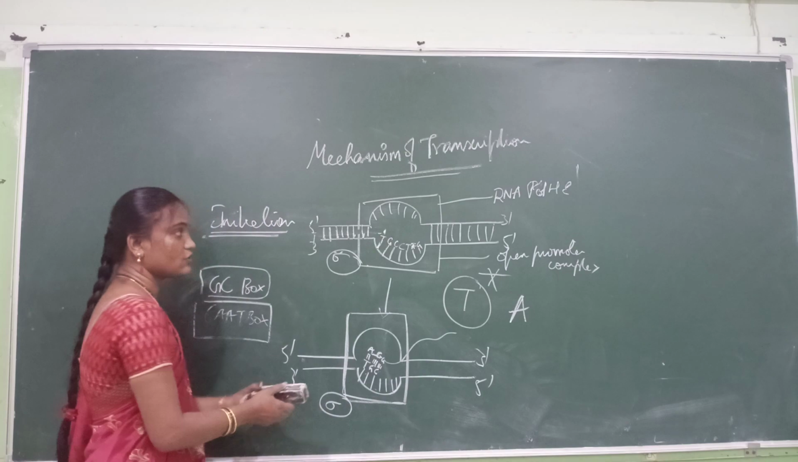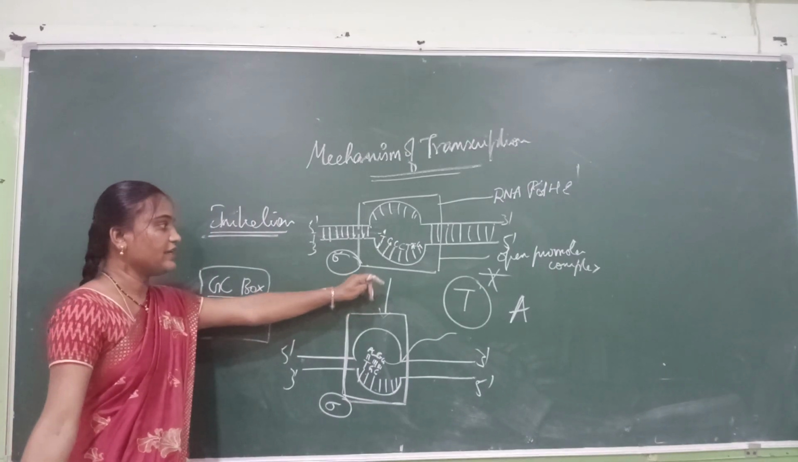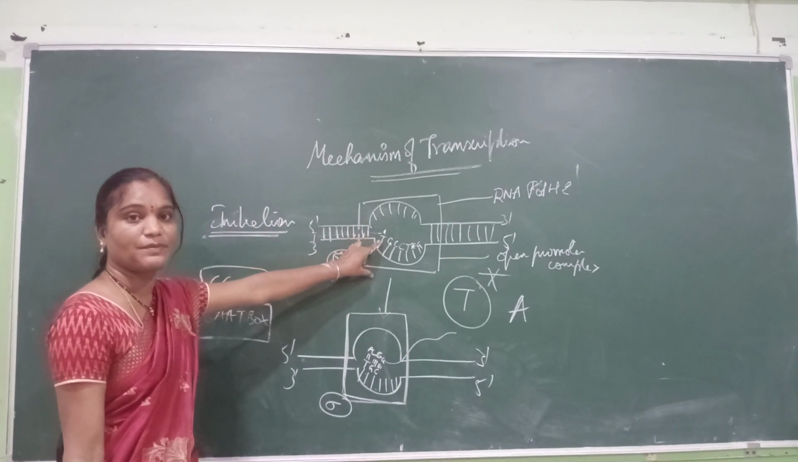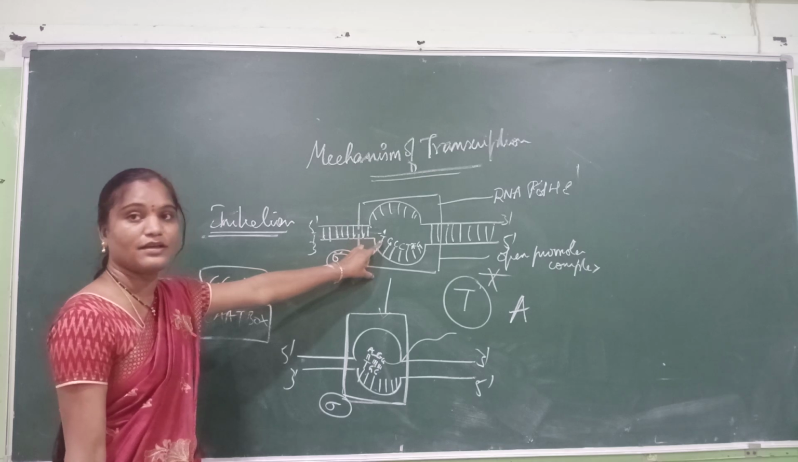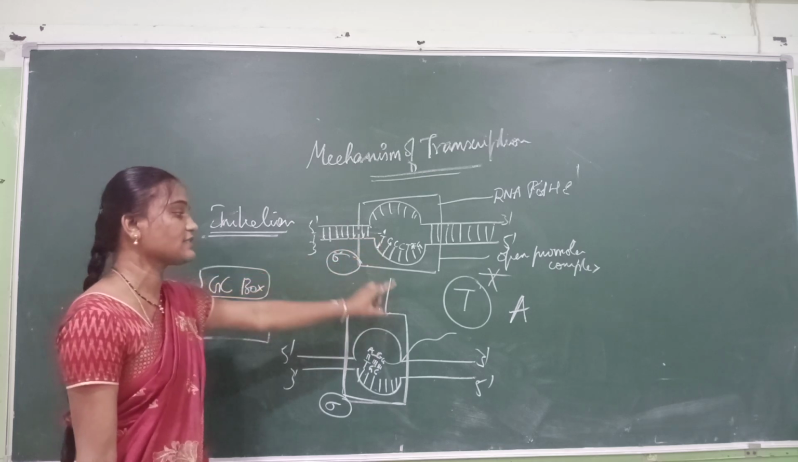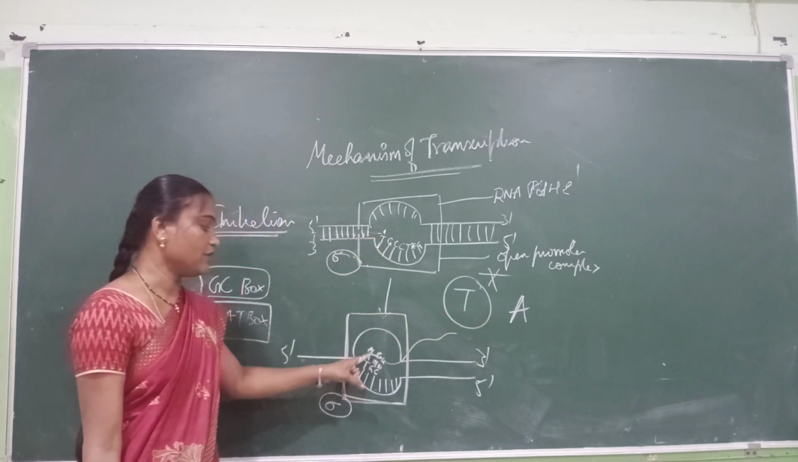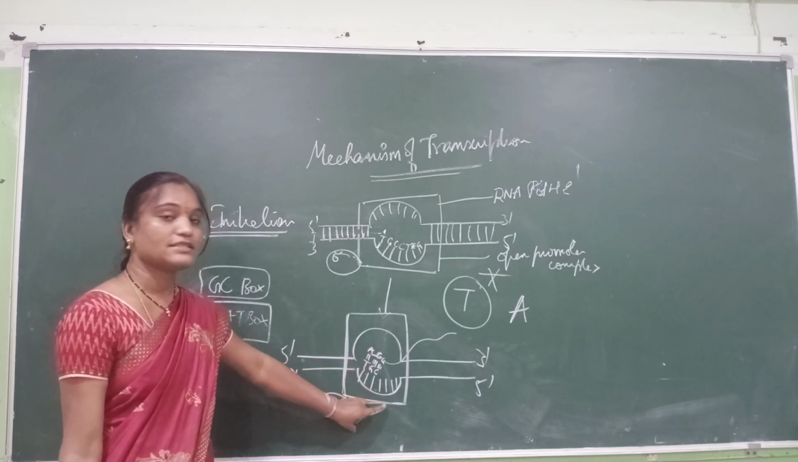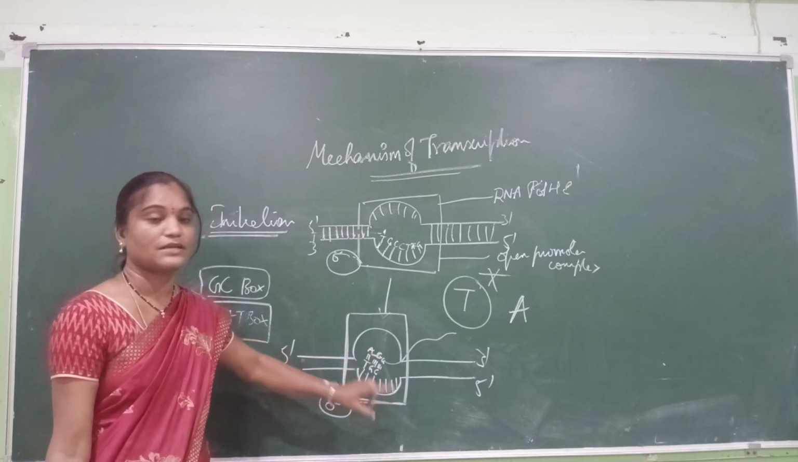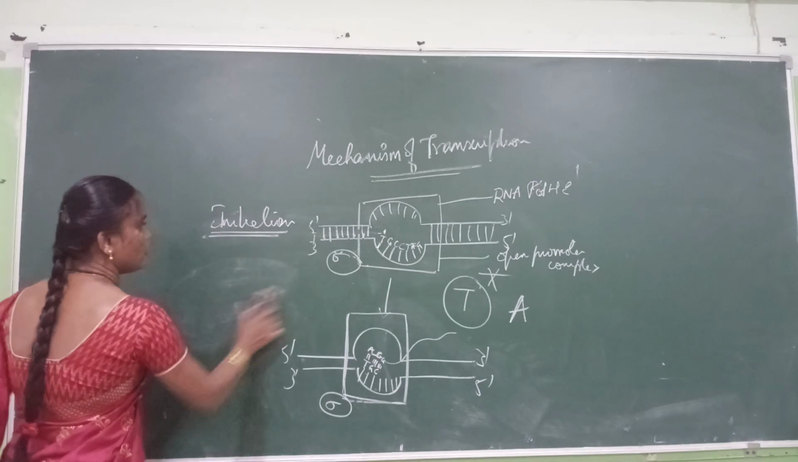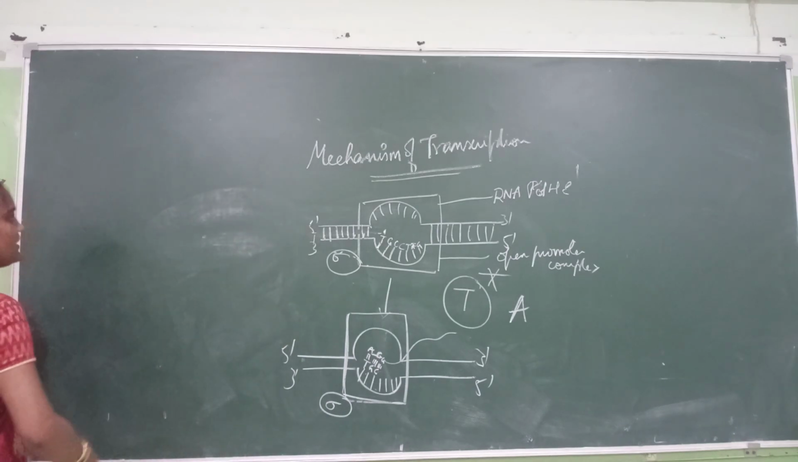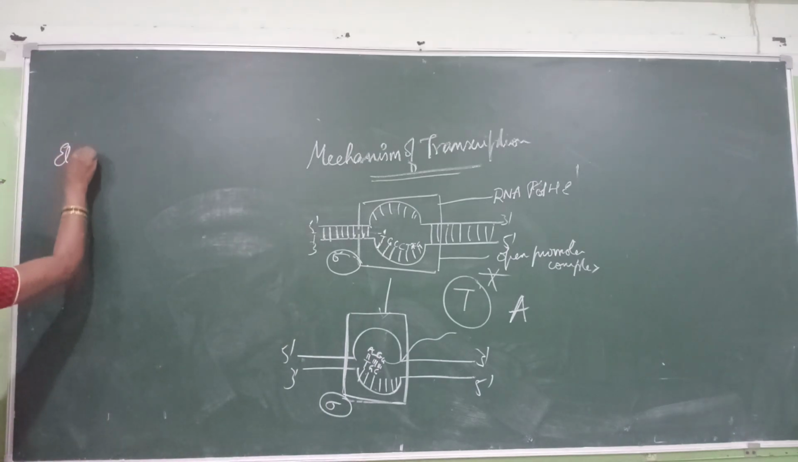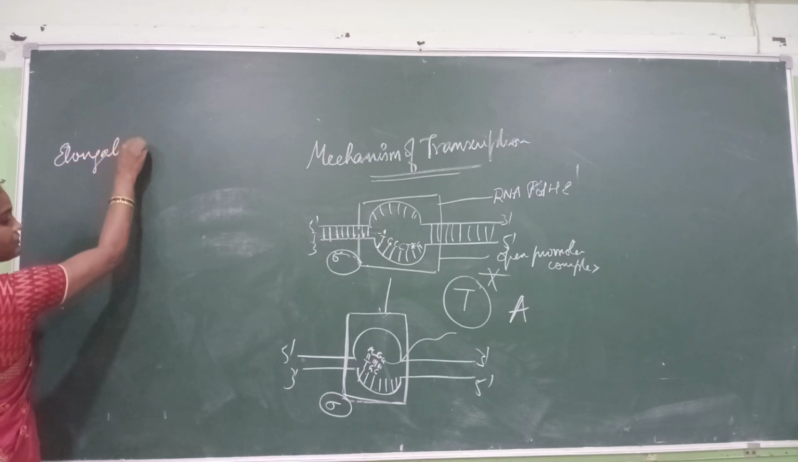Next, this is your initiation step. First, what happened: the first nucleotide, thymine, is transcribed to adenine on your RNA molecule. So this is nothing but your initiation step. Next, coming to your elongation. Next step is elongation. In elongation, what happened?